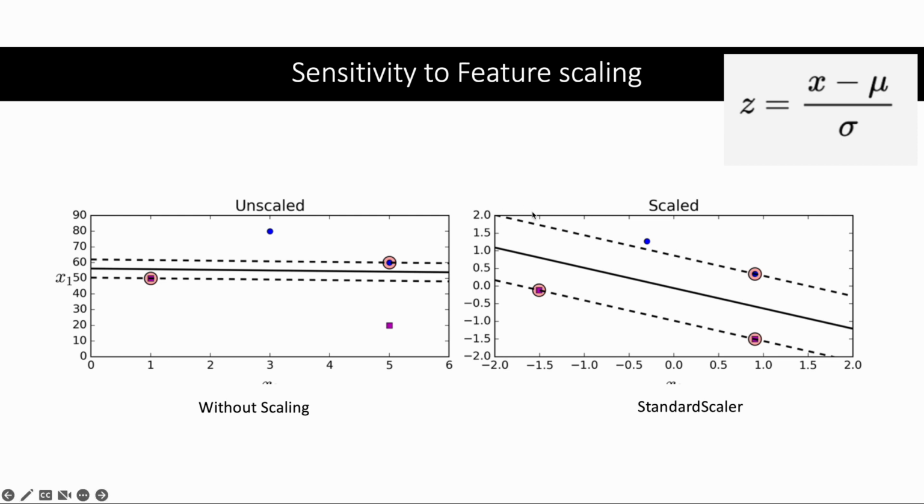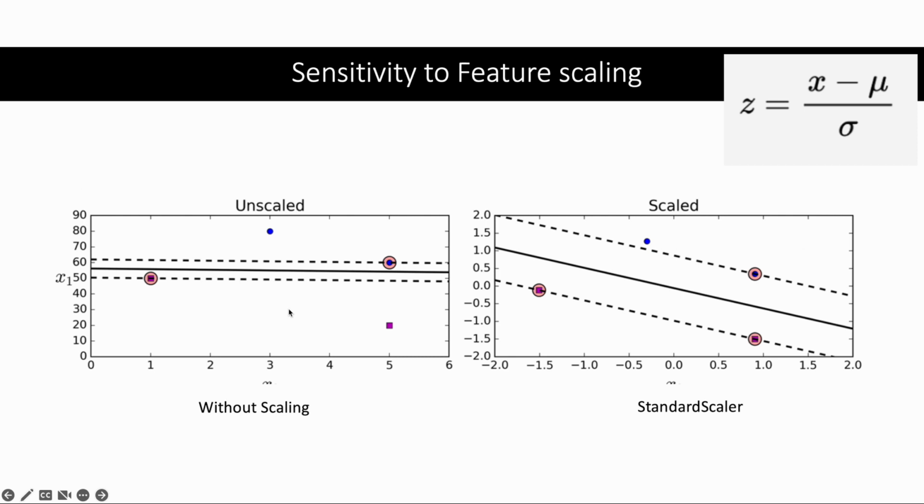Okay, so let's see how it looks. On the left side, we have unscaled data, without scaling. I have two features, x1 and x2. x2 is on the x-axis and x1 is on the y-axis. If you can see, they have a very different scale. This is 0 to 100 and this is 0 to 6.